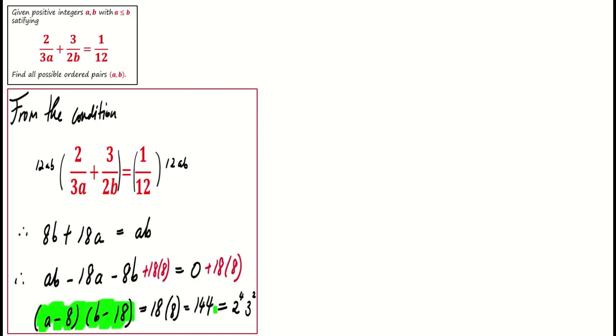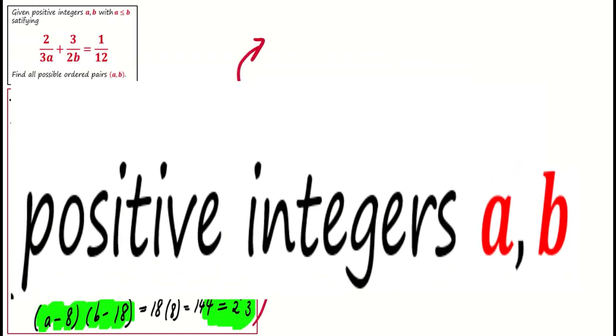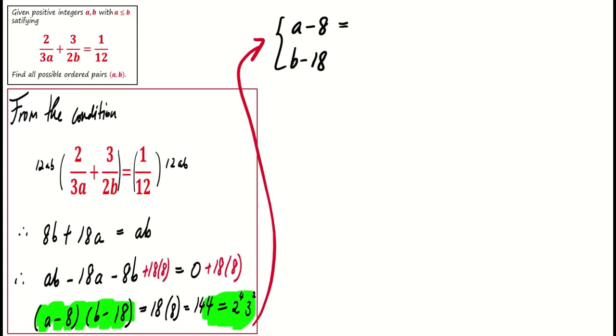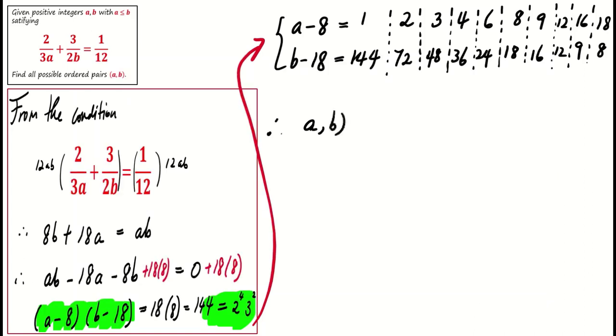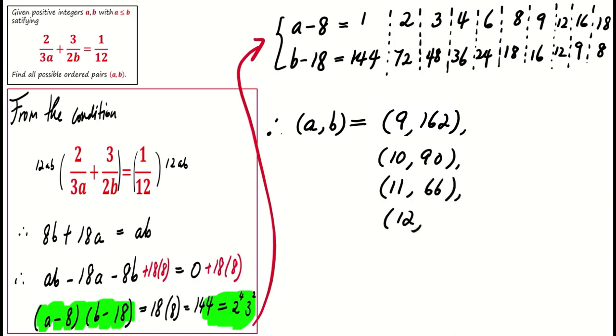With the factorization and the constraint that both a and b are integers, we find the values of a minus 8 and b minus 18 are 1 and 144, or 2 and 72, or 3 and 48, and so on. We stop at 18 and 8 as a must be less than or equal to b. Altogether, we have 10 different sets of them. With this information and careful calculation, we obtain all the values of (a, b).